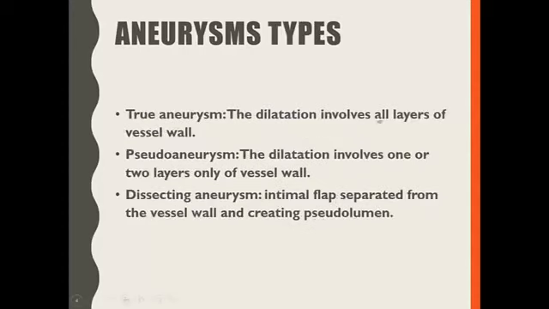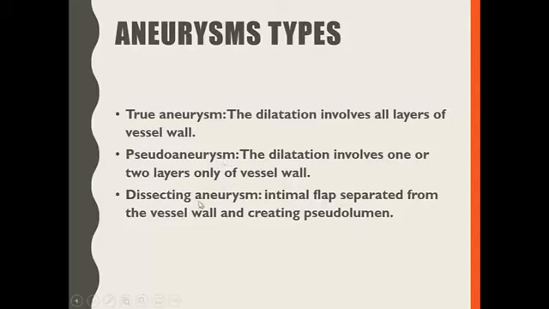And we should differentiate between true aneurysm, which is dilatation involving all layers of the vessel wall, which are the intima, media, and adventitia, or pseudoaneurysm, which is dilatation involving less than the whole layer. For example, it may involve one layer, the adventitia only, or the adventitia and media layers only. And pseudoaneurysm is usually post-traumatic.